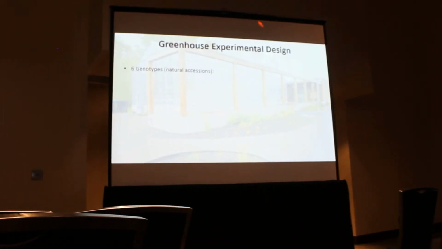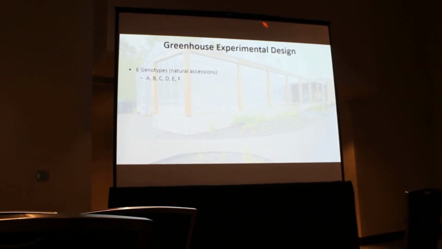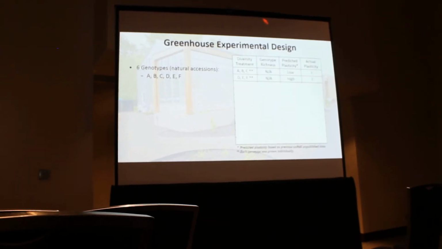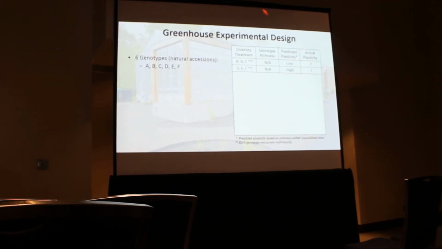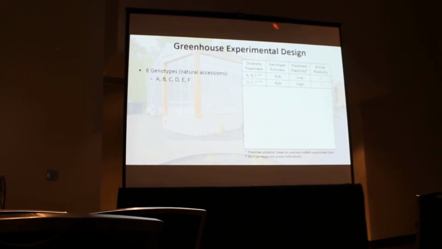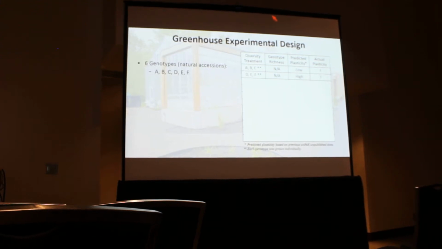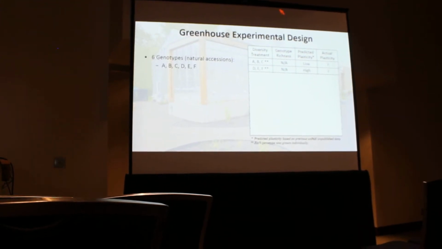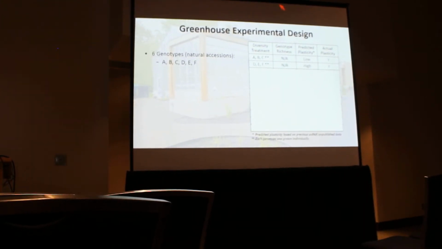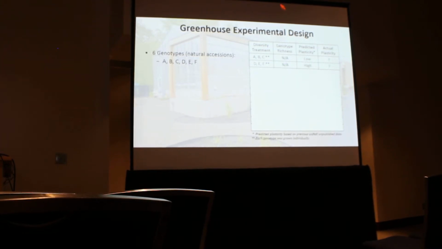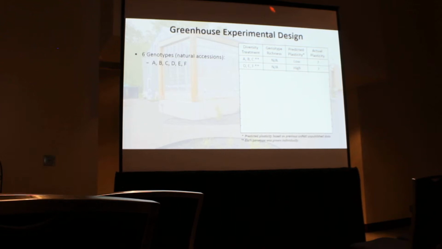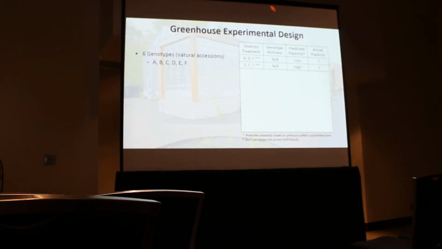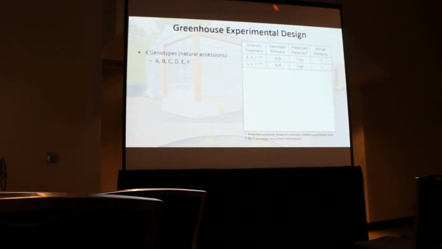So for our greenhouse experimental design, we had 6 genotypes of Arabidopsis. These are natural accessions, and just for simplicity, I call them A, B, C, D, E, and F. So we first grew these genotypes alone in a pot under high and low water, so that we were able to measure their plasticity. Based on previously unpublished Unpack data, I was able to try and predict that the first 3, A, B, C, were thought to have low plasticity, but this is something we could confirm with our own data in our greenhouse experiments.